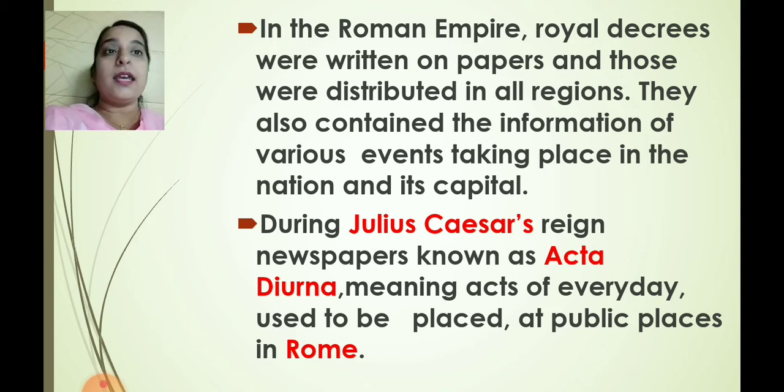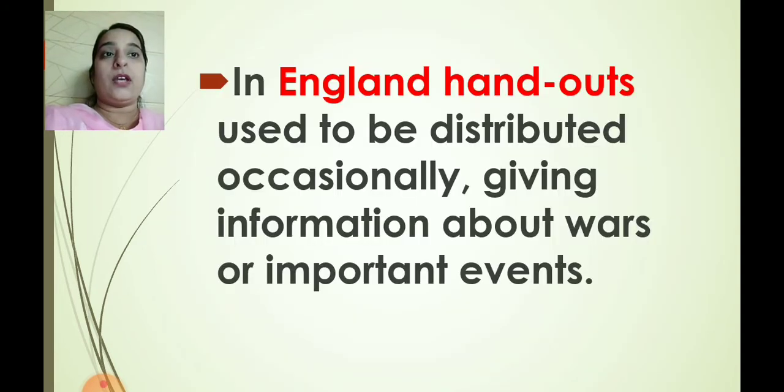So, in the Roman Empire, it was written on papers. During Julius Caesar's reign, a newspaper known as Acta Diurna, meaning acts of every day, that is, what is happening every day, used to be placed at public places in Rome. And in England, handouts used to be distributed occasionally, giving information about wars or important events.